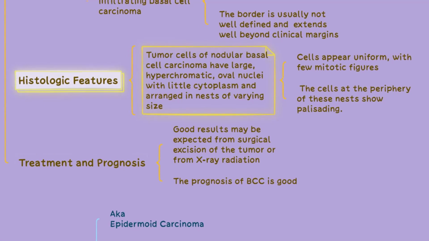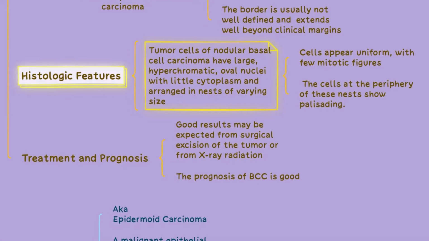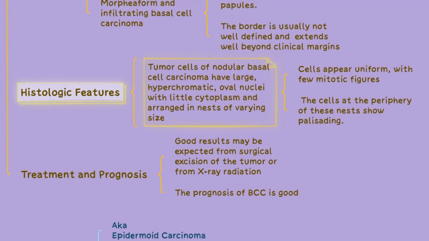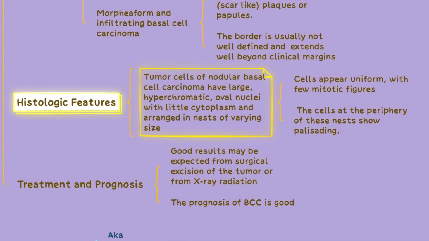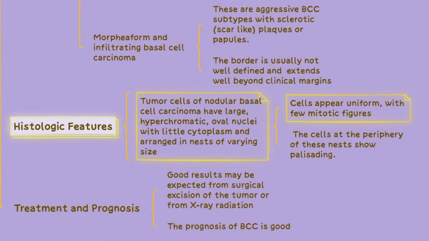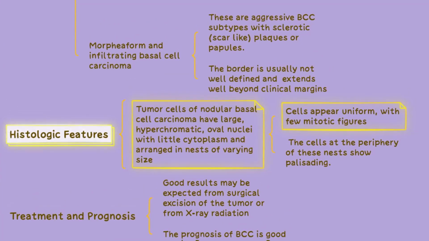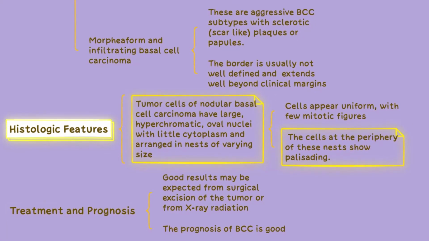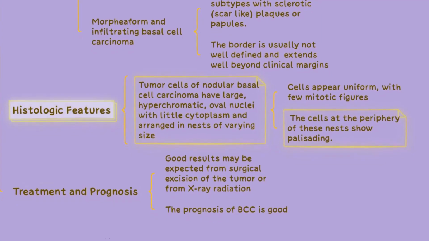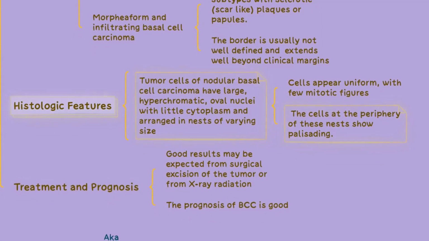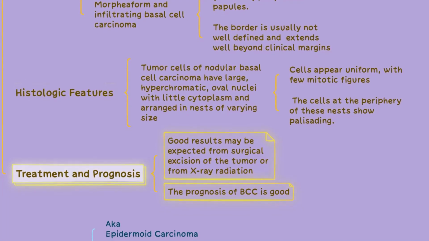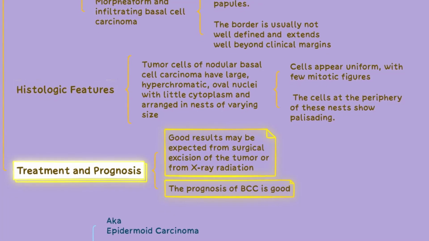Histologically, nodular basal cell carcinoma is characterized by tumor cells with large hyperchromatic or oval nuclei and scant cytoplasm. These cells are arranged in nests of varying size. The tumor cells appear uniform and mitotic figures are relatively few. At the periphery of these nests, there is a characteristic palisading pattern where the tumor cells align in a linear arrangement resembling a fence. The treatment and prognosis of BCC are generally favorable when detected and managed early.